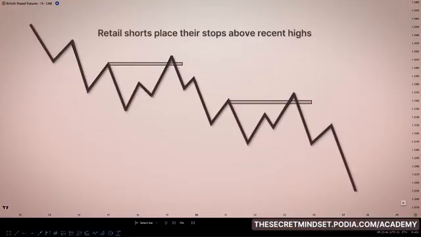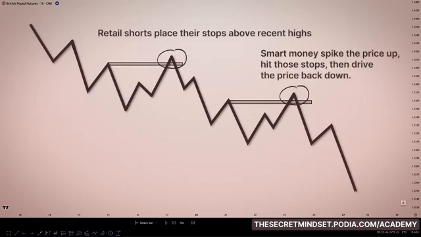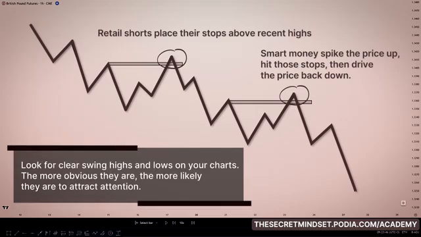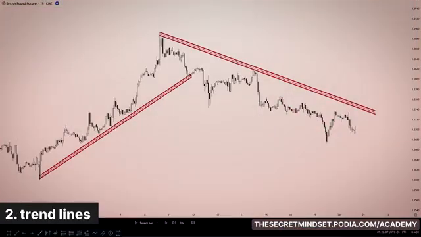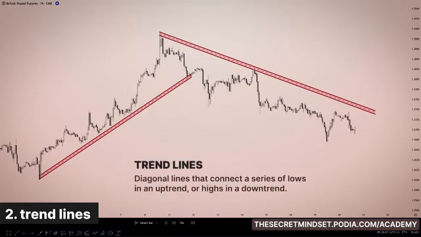Retail shorts place their stops above recent highs. Smart money spikes the price up, hits those stops, then drives the price back down. To spot these zones, look for clear swing highs and lows. The more obvious they are, the more likely they are to attract attention. Trend lines are another favorite tool of traders. The diagonal lines that connect a series of lows in an uptrend or highs in a downtrend. They are simple to draw and easy to understand, which is why so many traders rely on them.